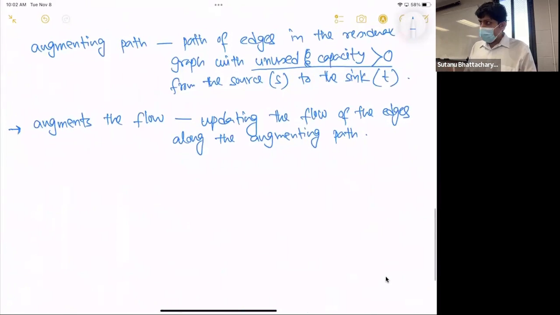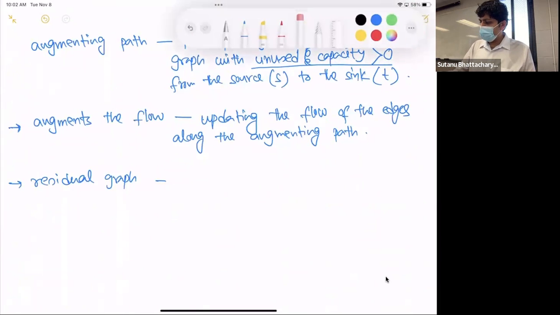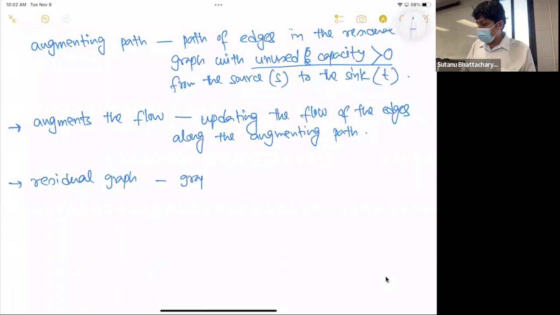And finally, the residual graph. It is a graph containing residual edges.